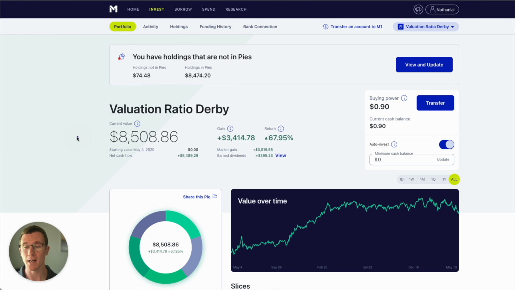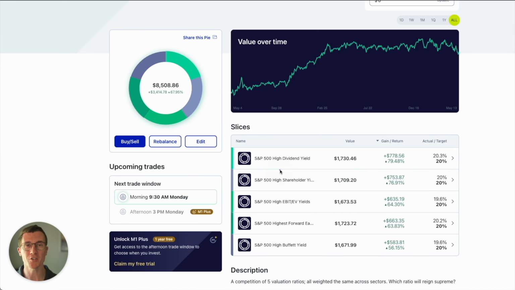So all 5 portfolios combined, again, started at $5,000, now worth $8,509 with dividends reinvested. That is a total return of 67.95%, again, compared with 53% for the S&P 500. And if we look at which of the valuation ratios performed the best, surprisingly, or at least to my surprise, the high dividend yield did the best over this time period.